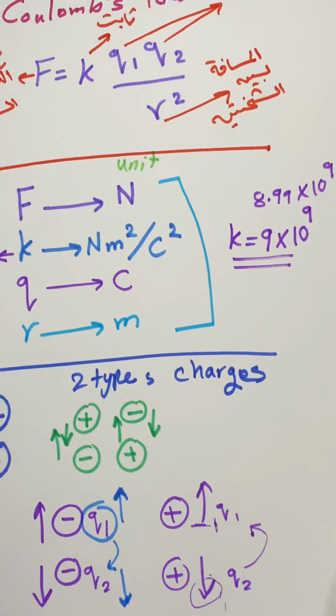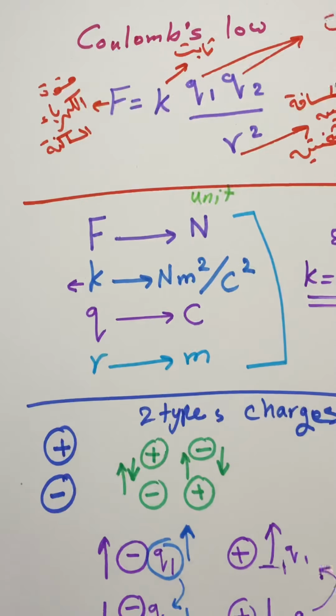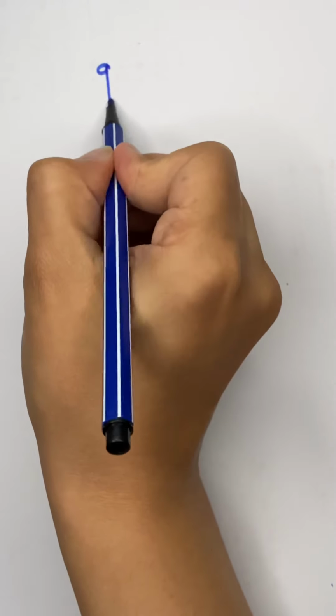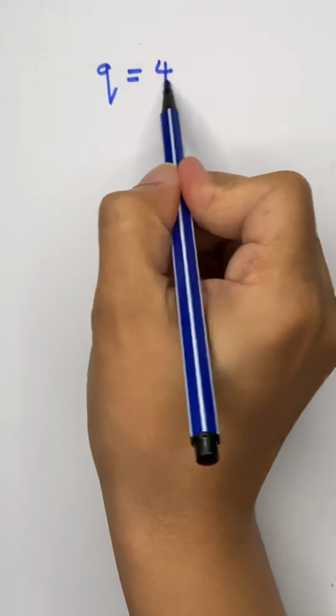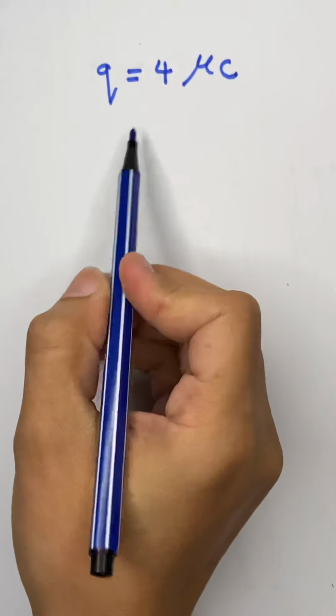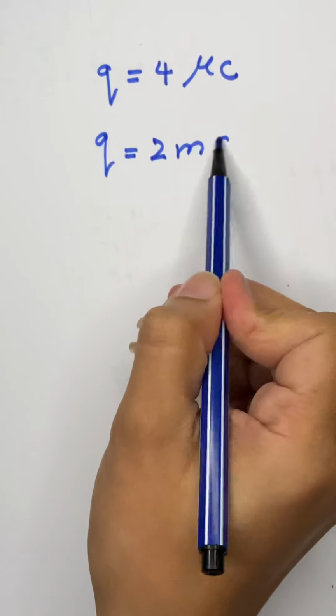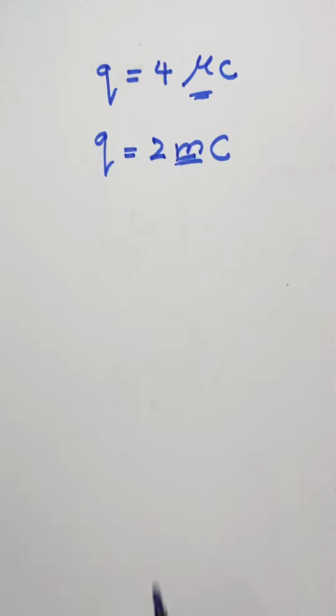I noticed that in most of the questions that you sent me in your presentation, there is something basic that you have to know, the prefixes. For example, they are giving you Q is equal to 4 microcoulomb, or Q is equal to 2 millicoulomb. What does this mean? You have to transfer the unit to the SI unit.